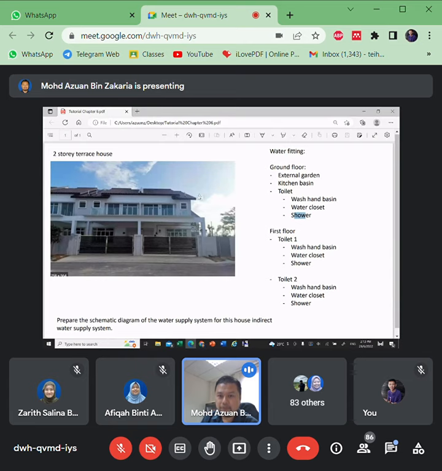Meanwhile, on the first floor we have two toilets. Both toilets have the same equipment, which is a wash hand basin, water closet and shower. So please take these 10 minutes to sketch the distribution of the two-story house, and then we discuss. Is it okay? Am I clear?